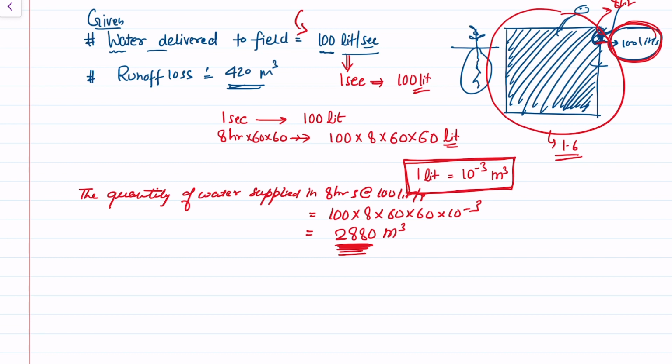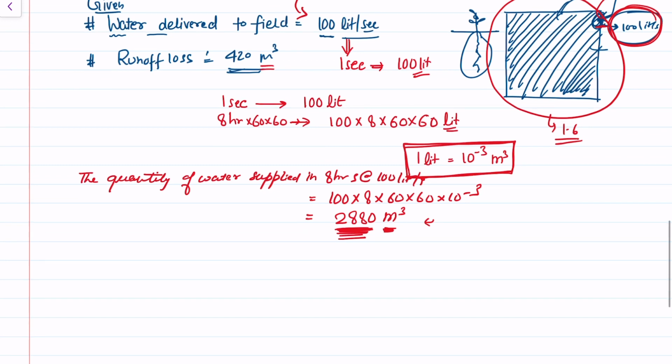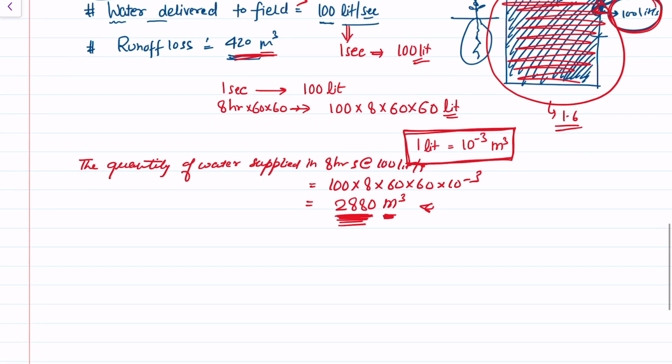Same thing here. This is in terms of discharge. This is in terms of volume. Now, if you observe, we have now made both the units homogeneous. So this much volume of water was delivered to the field for 8 hours. Out of this, 420 was lost in the form of runoff losses. Correct. So the rest is the quantity of water that is stored in the root zone.